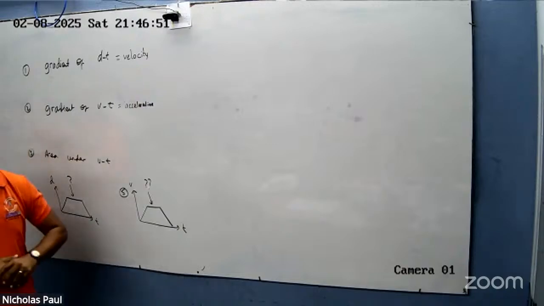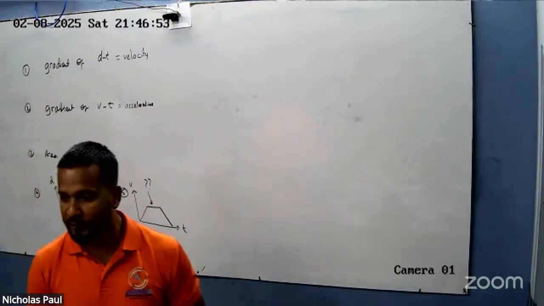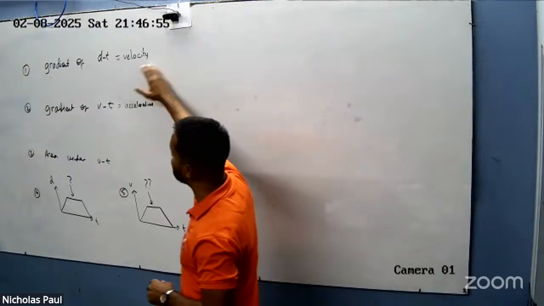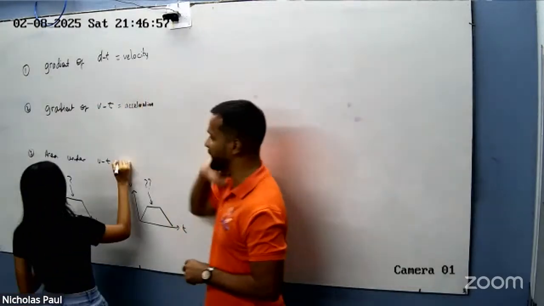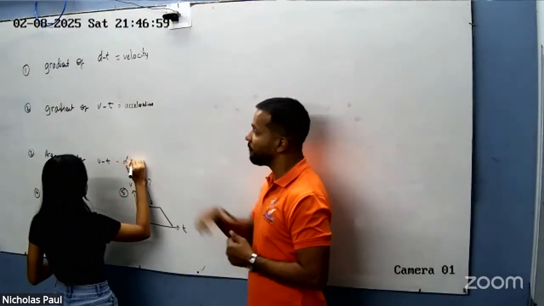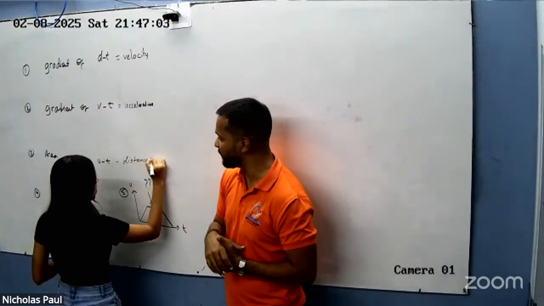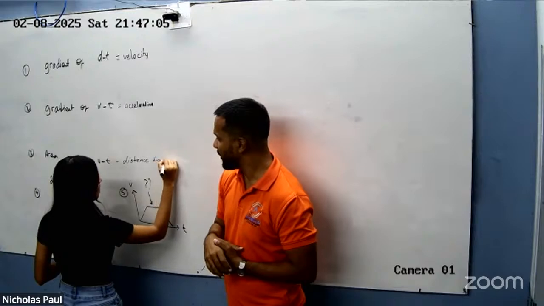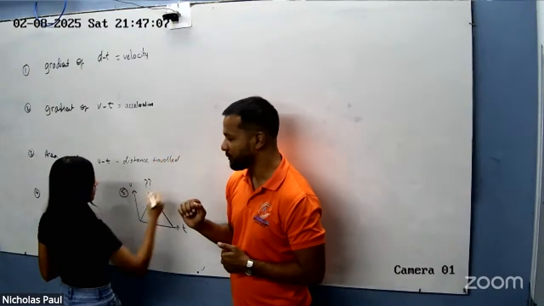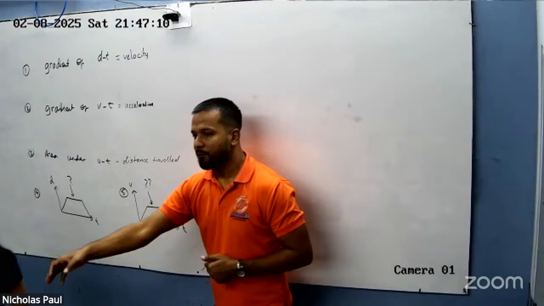Right, so remember last day we focused on graphs. We said for a displacement time graph, its gradient is velocity. For a velocity time graph, its gradient is acceleration. And the area under it is distance traveled.